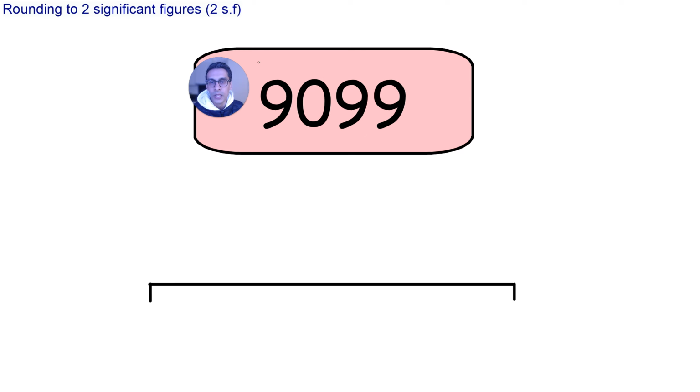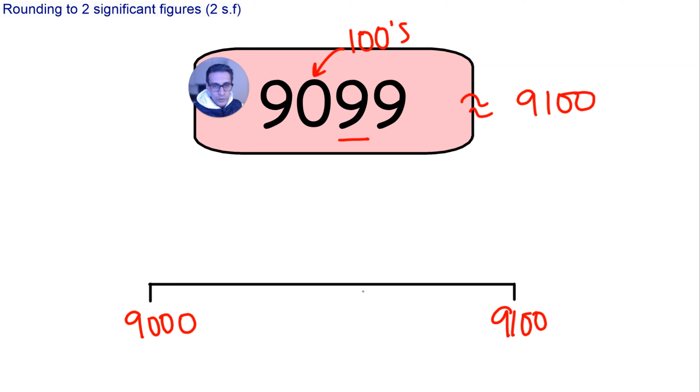Okay, next example here. 9,099. Pause the video, have a go. Okay, there we go. So the second significant figure is 0, which is in the hundreds column, rounding to the nearest 100. So we can sketch a number line if it helps you. So it's going to be 9,000 or 9,100. And we can see the deciding digit is a 9 there, so we're going to round up to 9,100. Because we know that 9,099 is going to be somewhere there on the number line.